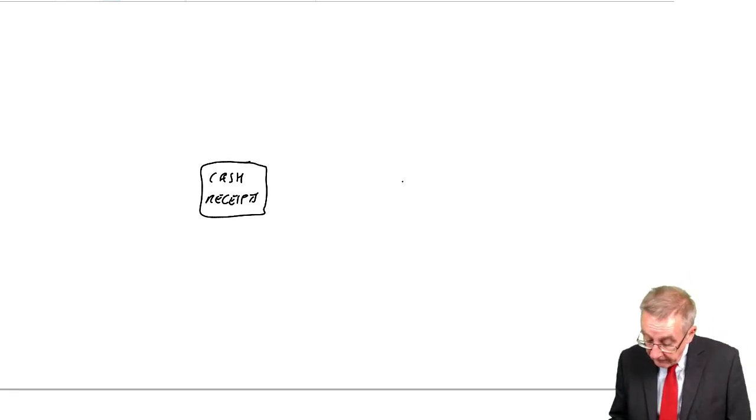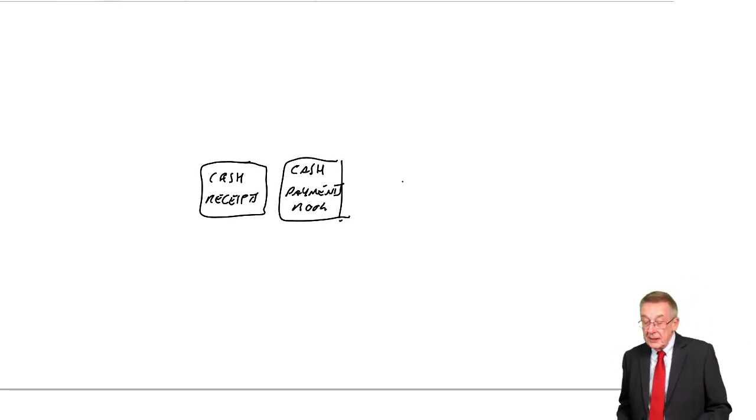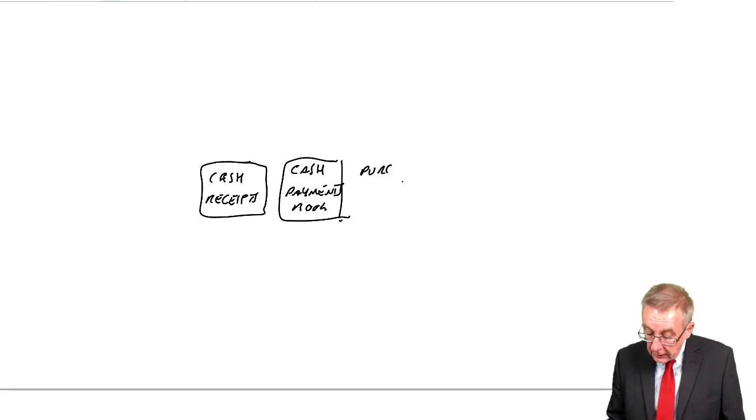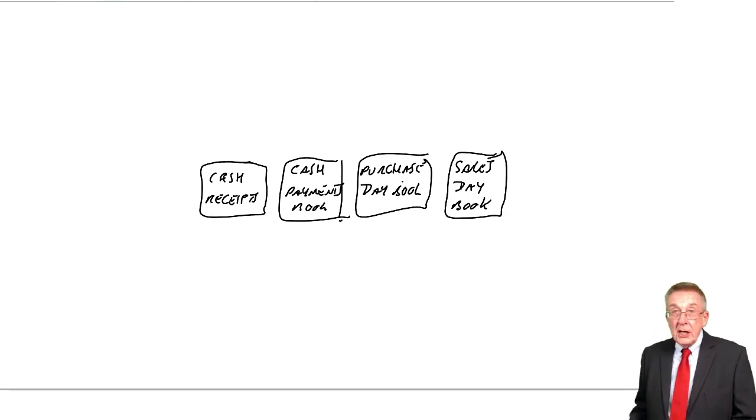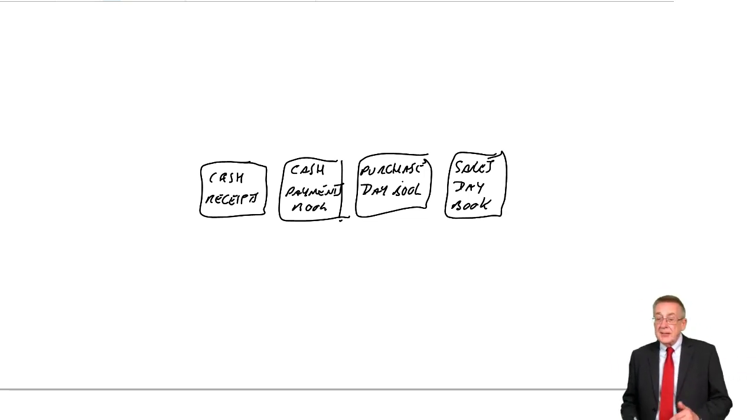If you remember, the first thing we do is record in one of four books. We've got a cash receipts book, a cash payments book, a purchase day book or purchase journal, and a sales day book or a sales journal. I mentioned earlier, I will mention again later, there can be more books, but these are the main four, which would apply to just about any business.